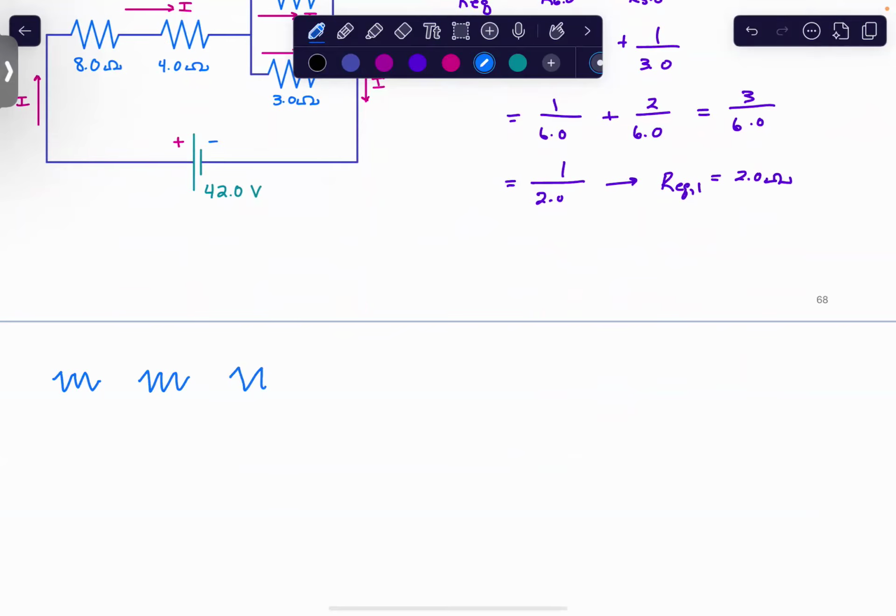And this is why I try to draw the diagrams before I come to class. Because what?